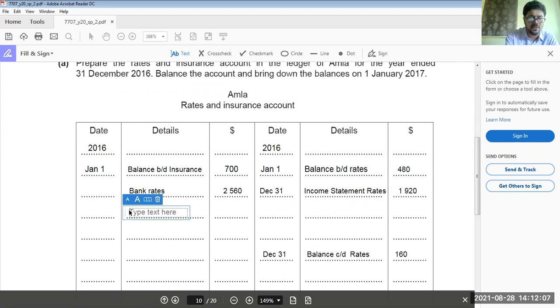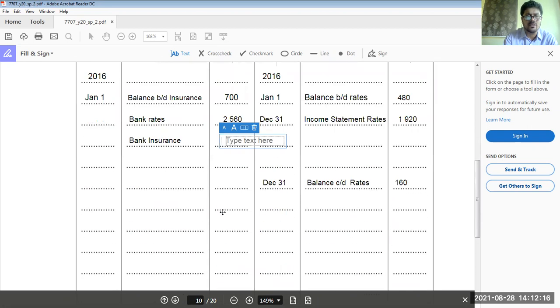Okay. Now, when we are paying for insurance, bank insurance, we are paying how much? 2,400. 2,400 we are paying for 12 months. So 2,400 divided by 12 means 200 per month. So now this payment for insurance is made for 12 months from April. So 8 months is going to be included in 2016 and 4 months is prepaid. So prepaid would be 800 on 31st December.